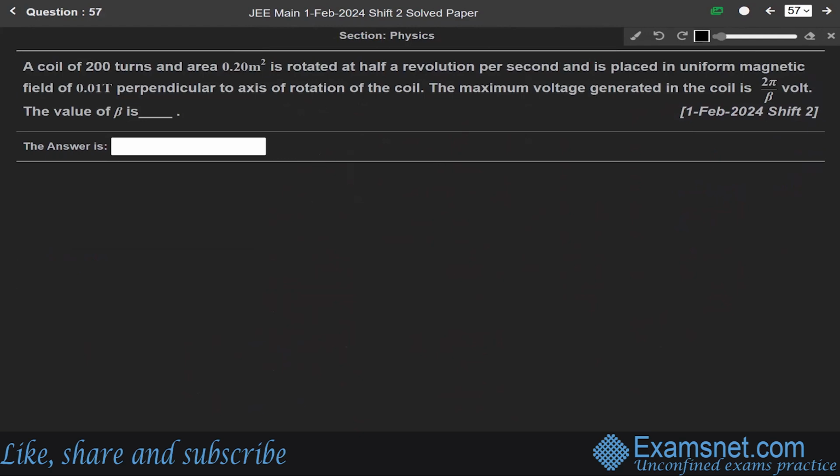A coil of 200 turns and area 0.20 meter square is rotated at half a revolution per second and is placed in a uniform magnetic field of 0.01 Tesla perpendicular to the axis of rotation of the coil. We have to find the maximum voltage generated in the coil. Okay, we have to find this value of beta. So this question is from the chapter of electromagnetic induction and alternating current.